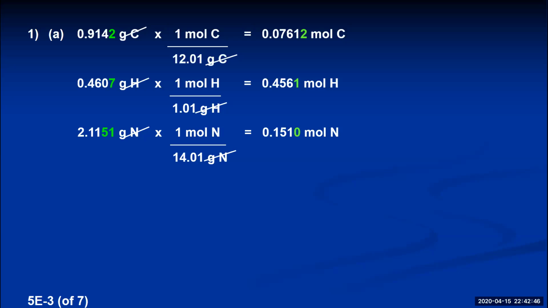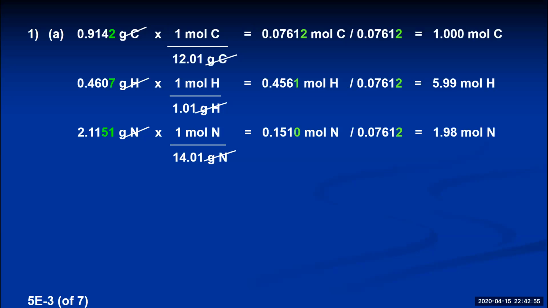The final step is to divide each of the moles by the smallest number, which is the moles of carbon. And when all of those are divided by 0.0761, we get 1 mole of carbon to almost exactly 6 moles of hydrogen to almost exactly 2 moles of nitrogen, which means the empirical formula is CH6N2. B, determine the molar mass of the compound.